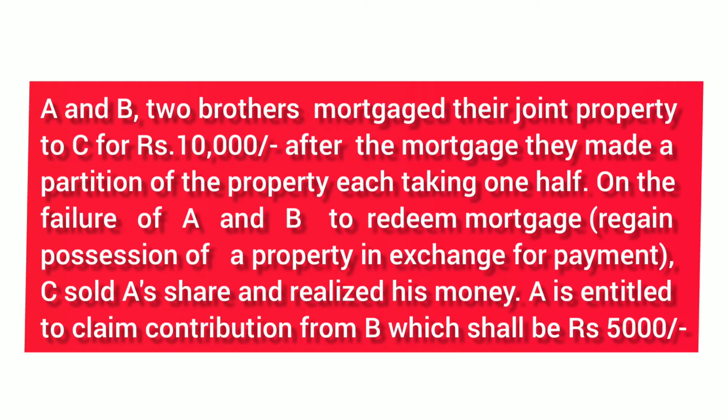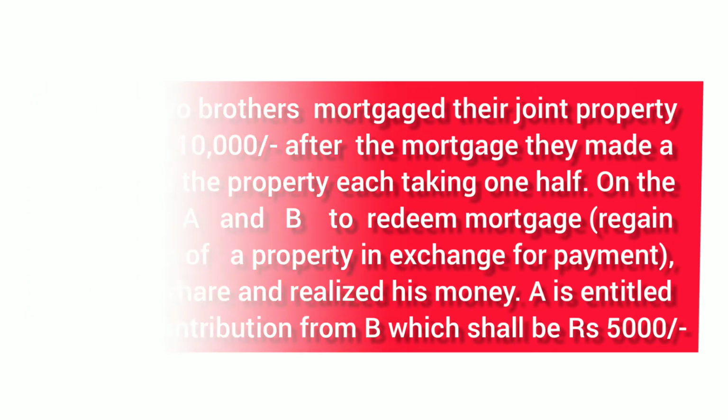After the mortgage, they made a partition of the property, each taking one half. On the failure of A and B to redeem the mortgage, that means A and B failed to regain the possession of the property in exchange for payment, C sold A's share and realized his money. Here A is entitled to claim contribution from B, which shall be rupees 5,000.